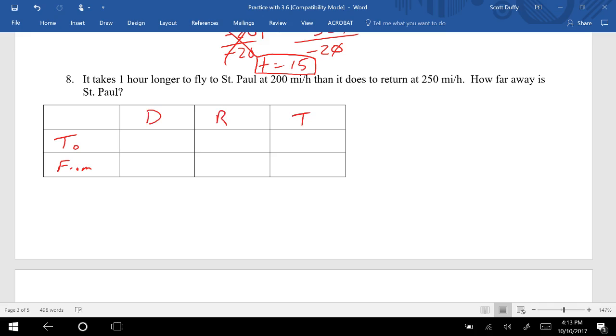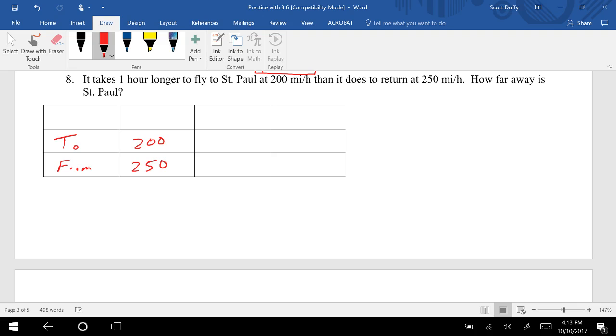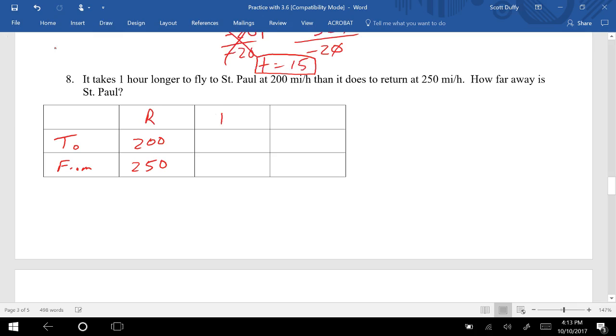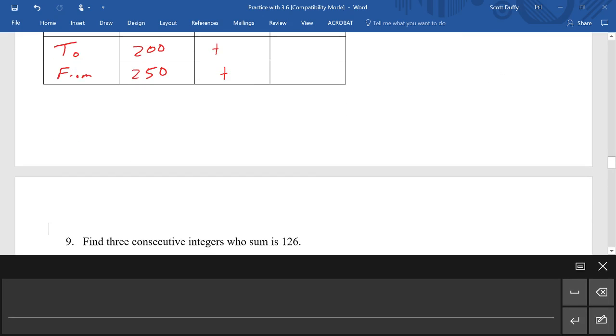So, flying to, you go 200 miles per hour. Flying from, or returning, is 250. And I wrote these wrong. Let me fix this. So we have rate, time, distance. And then it says 1 hour longer to fly to St. Paul than it does to return. So returning, we don't know how long, we'll just call it t, but going to is 1 hour longer than t.